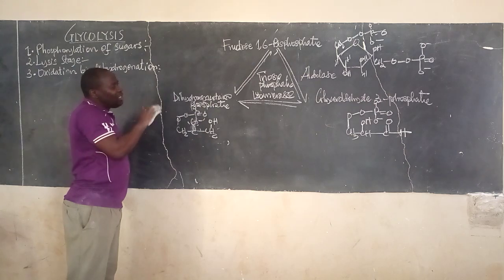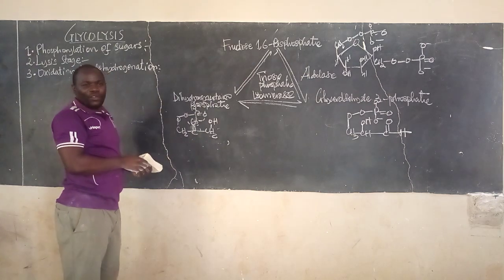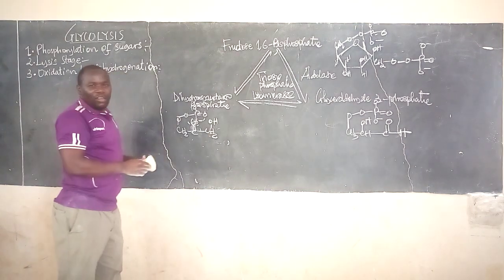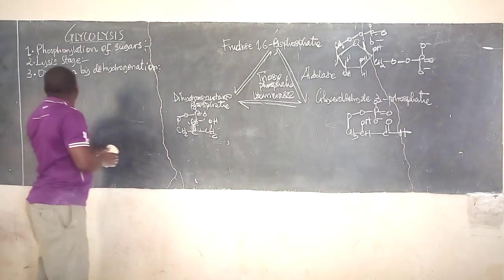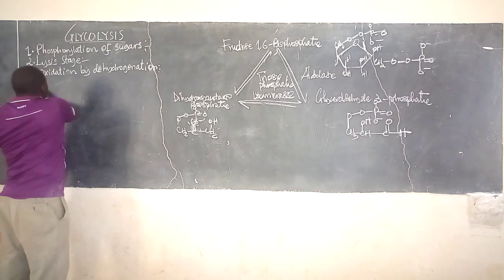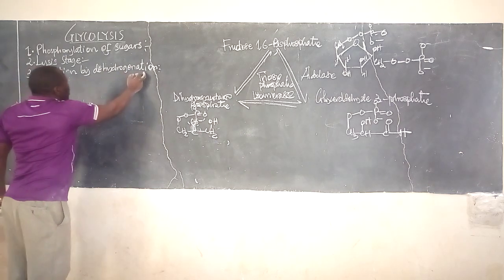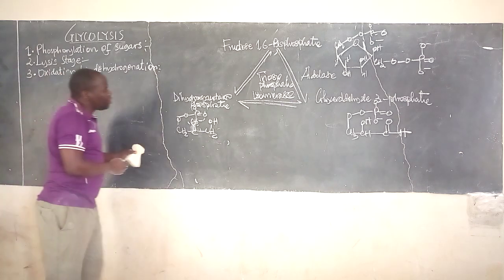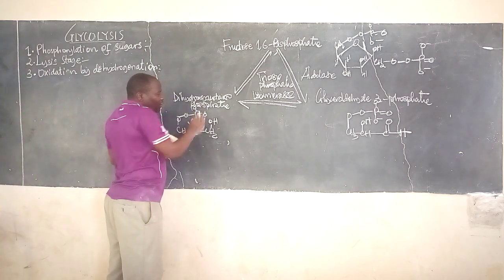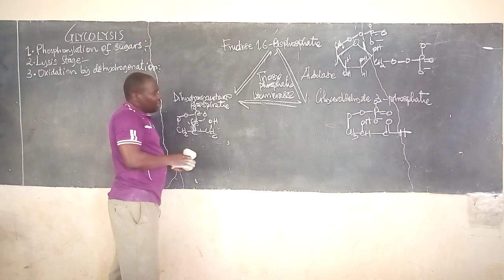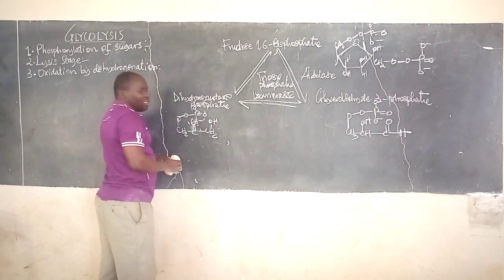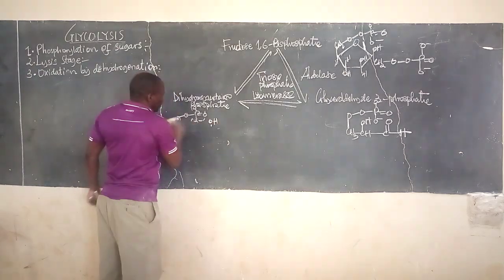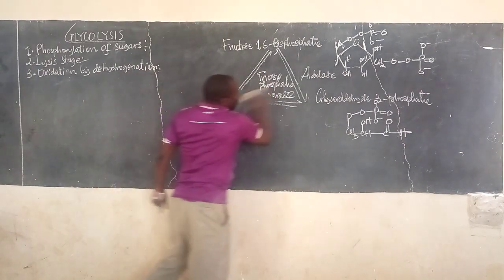These 3 carbon sugars are very crucial even in other metabolic processes, such as in the Calvin cycle. Let's now move to the next stage, which is the last one: oxidation by dehydrogenation. But make sure that you remember that dihydroxyacetone has already been converted into glyceraldehyde 3-phosphate in order to simplify further oxidative reactions.